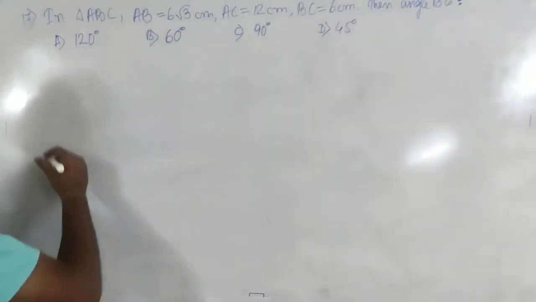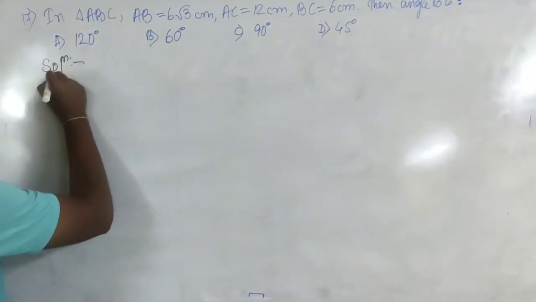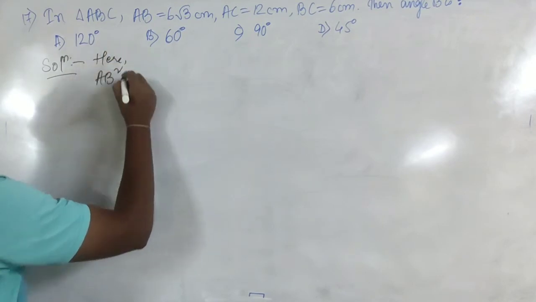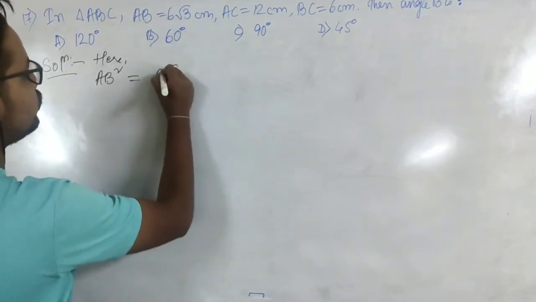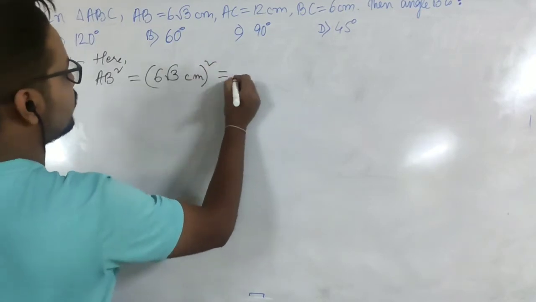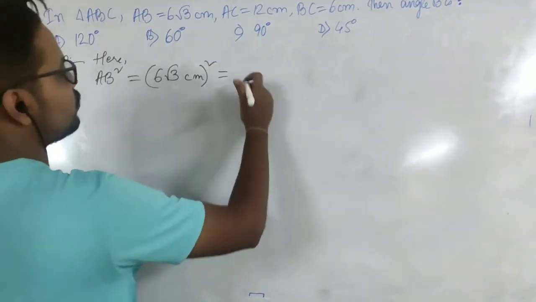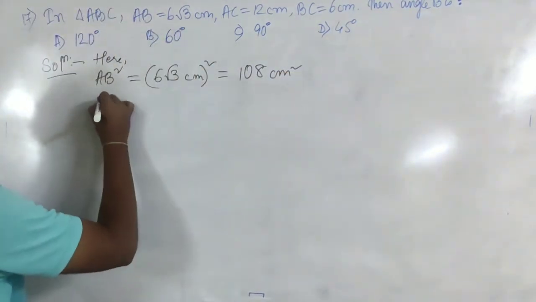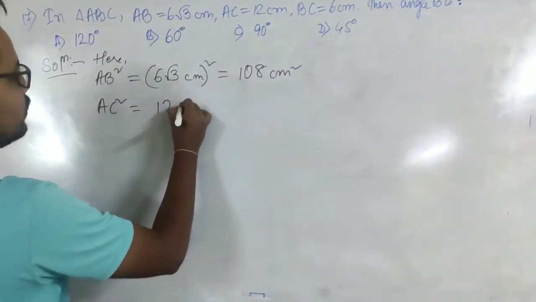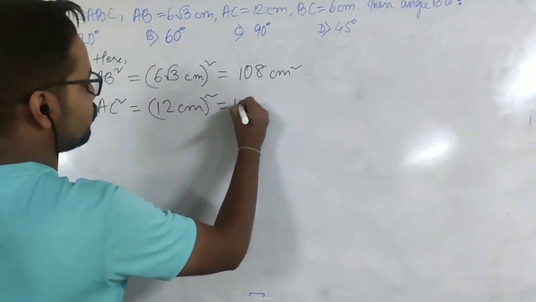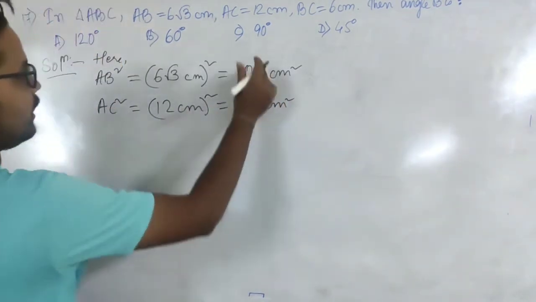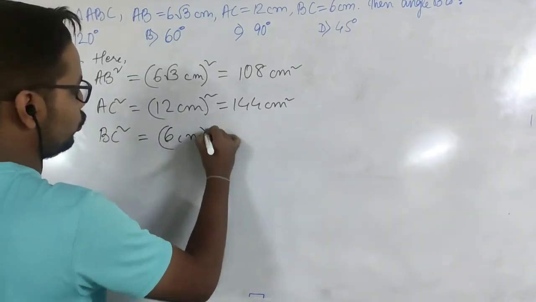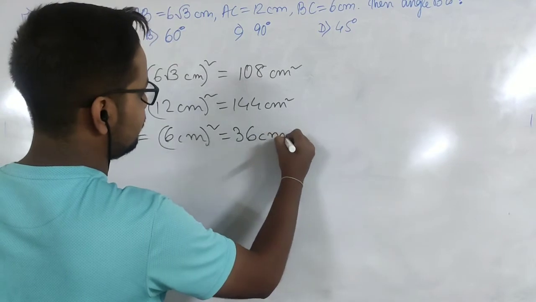In this solution, first we are going to find out AB squared. So AB squared means 6 root 3 centimeter whole squared. 6 6s are 36, 36 into 3 is 108 centimeter squared. Then we are going to find out AC squared. It is 12 centimeter whole squared, which is 144 centimeter squared. Last, BC squared, which is 6 centimeter whole squared, which is 36 centimeter squared.